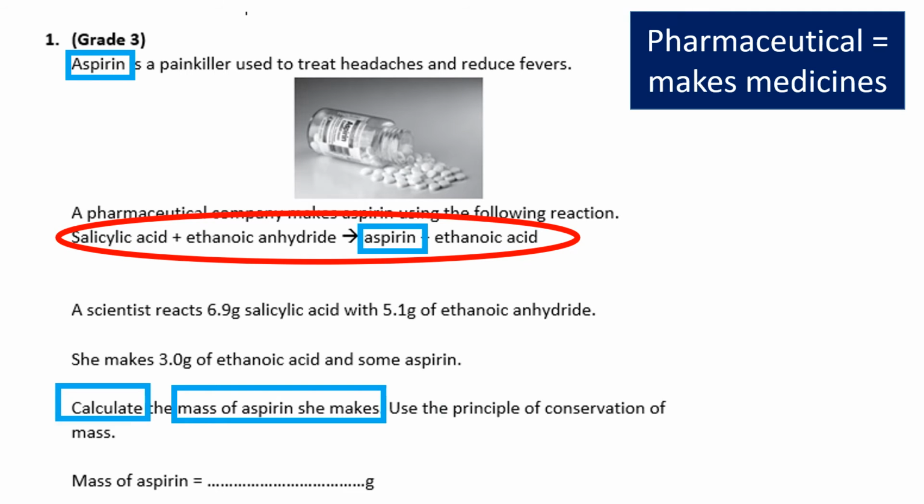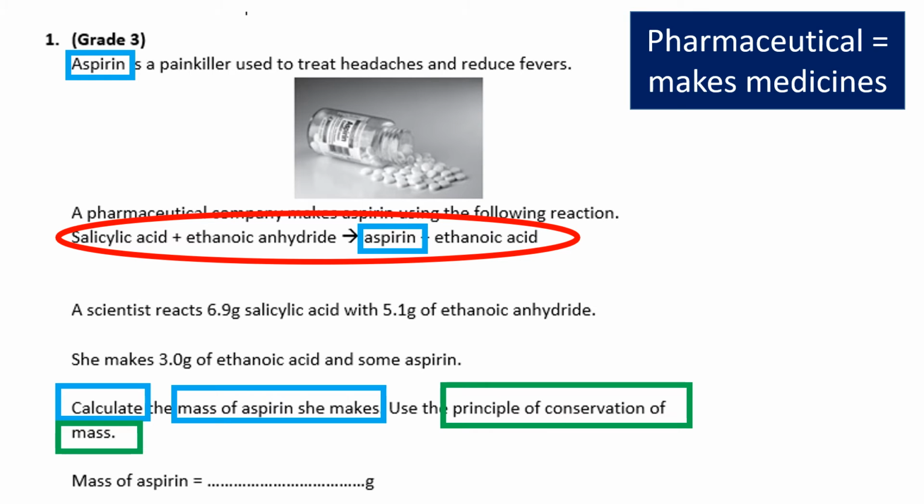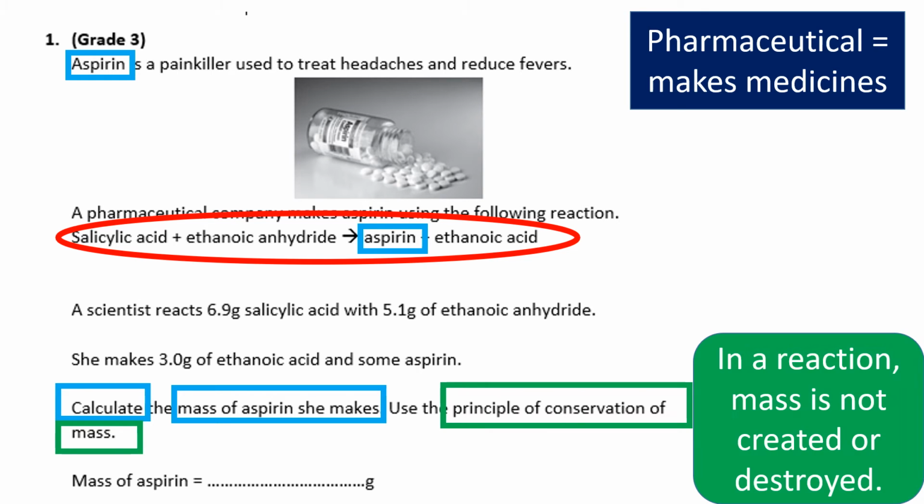Okay, and then what else does it mention? It says use the principle of conservation of mass, which we know is in a reaction, mass is not created or destroyed. Okay, so I'm trying to find this aspirin in the equation, the mass. I know that if I've got a certain amount of reactants, I'm going to make a certain amount of product as well. So do I have some other information? Well, I've got lots and lots of numbers here. I've got 6.9 grams of salicylic acid. I've got 5.1 grams of ethanoic anhydride, and I've got 3 grams of ethanoic acid, plus there's some aspirin, which is the one I'm trying to find out.